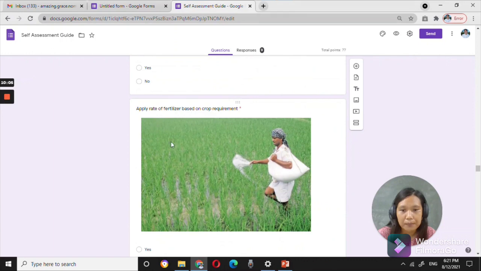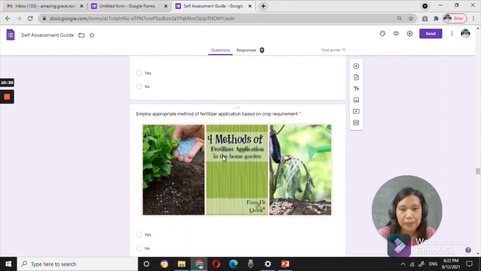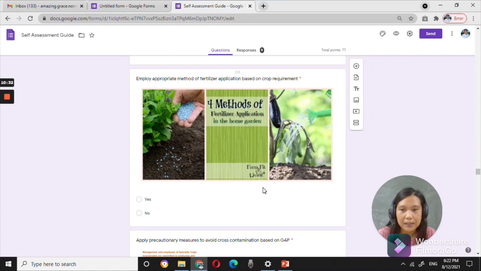Rate of fertilizer, how many? So, this is what I am telling: the ammonium amount is good for how many hectares of land, how many bags. So, estimate your pacing so there is no leaching and no excess fertilizer. Okay? Employ appropriate method of fertilizer application, basal, side dress. So, that would be to follow to reinforce this topic. This is very important because 40% of the cost of production comes from fertilizer use.